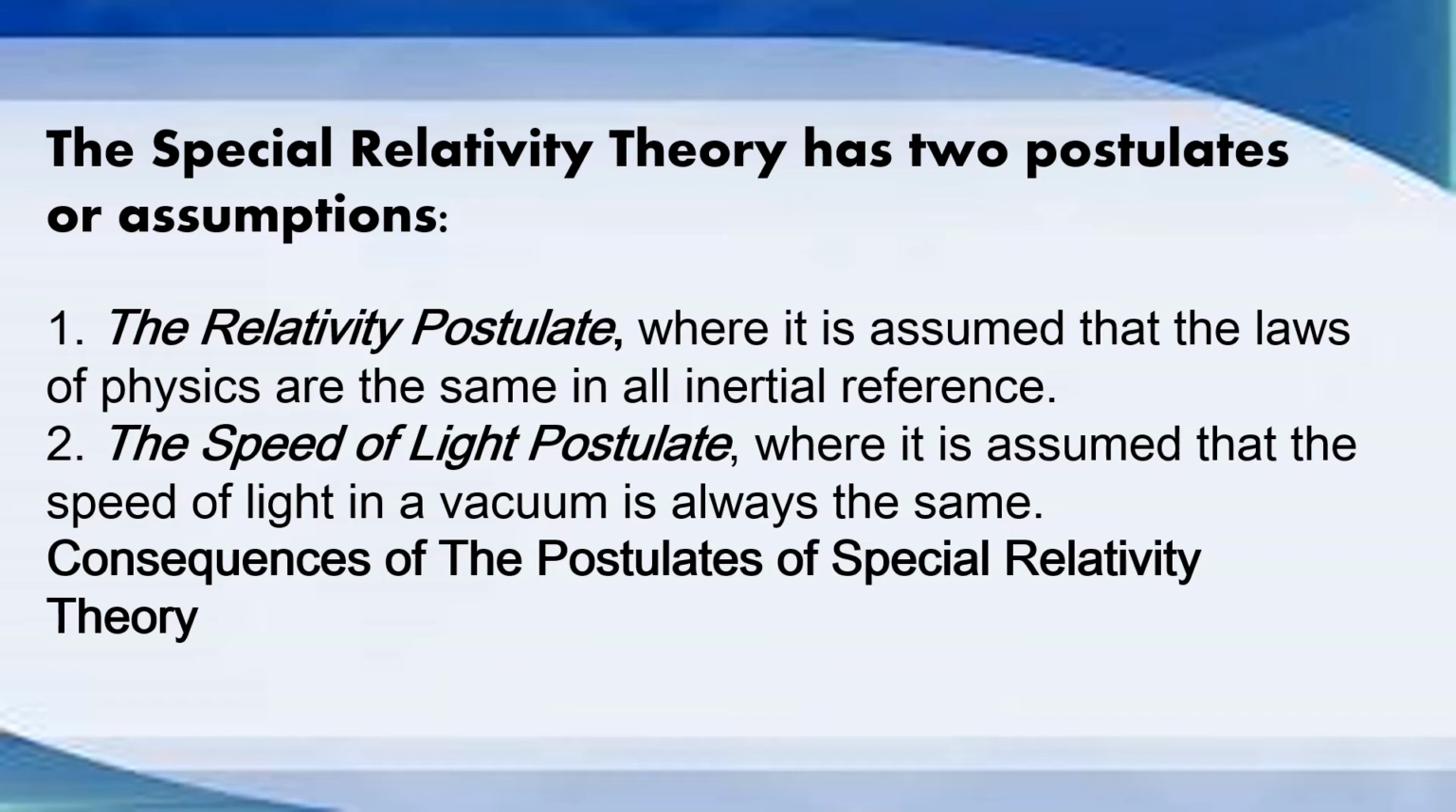Okay, so the special relativity theory has two postulates or assumptions. One is the relativity postulate, where it is assumed that the laws of physics are the same in all inertial reference frames. And number two, the speed of light postulate, where it is assumed that the speed of light in a vacuum is always the same. So, the consequences of the postulates of this special relativity theory.